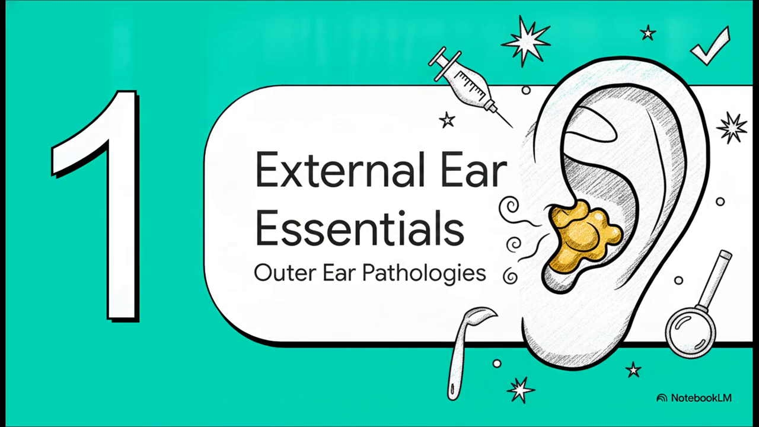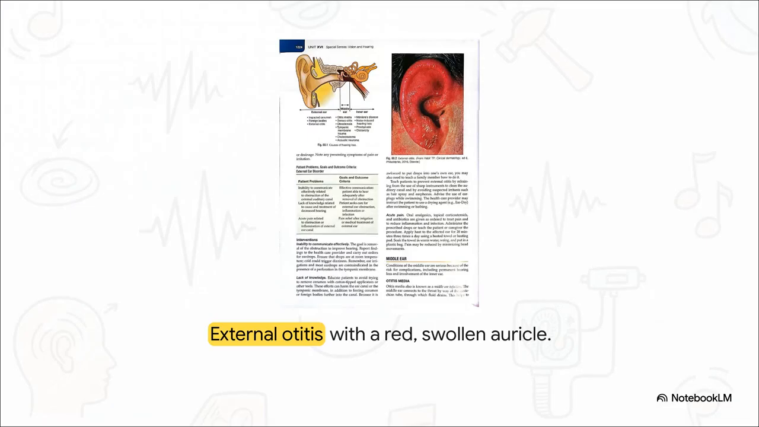Section 1, External Ear Essentials. We're kicking things off at the external ear. Now, this is where simple issues like impacted cerumen, earwax, or localized inflammation often trip students up on exams. It might seem super basic, but the nursing interventions here are incredibly specific and honestly tested all the time. When you're dealing with severe erythema and swelling of the auricle, you're usually looking at external otitis, commonly known as swimmer's ear. And that brings us to our very first NCLEX key point.